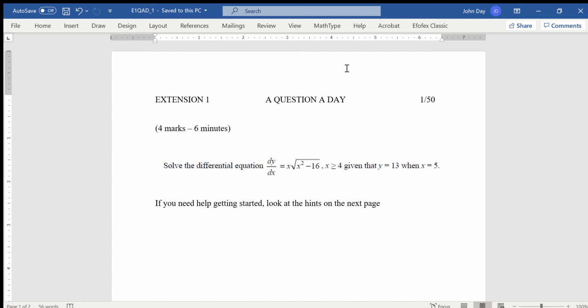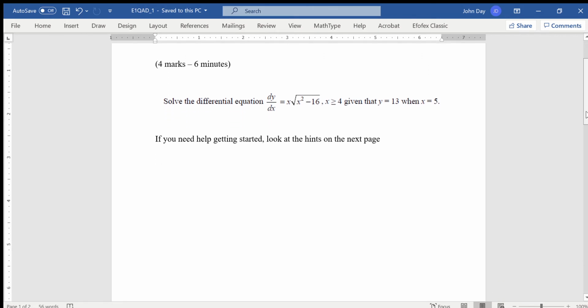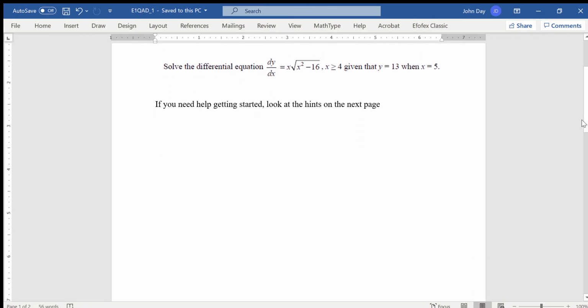So we're solving a differential equation, dy/dx equals x root of x squared minus 16. One way to do it, without regarding it from the differential equations topic, but just as a straightforward integration, is to re-express this derivative as dy/dx is equal to x times (x squared minus 16) to the power of a half.